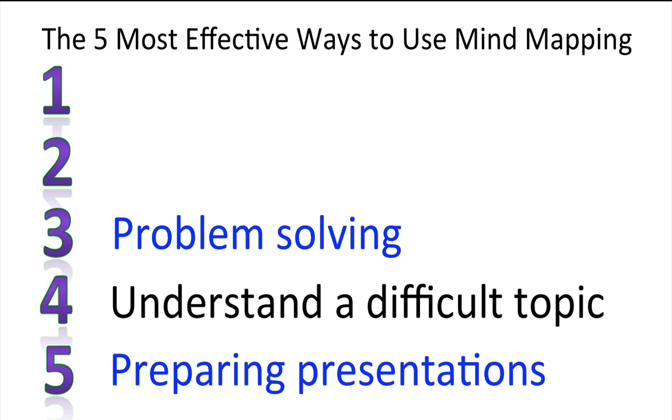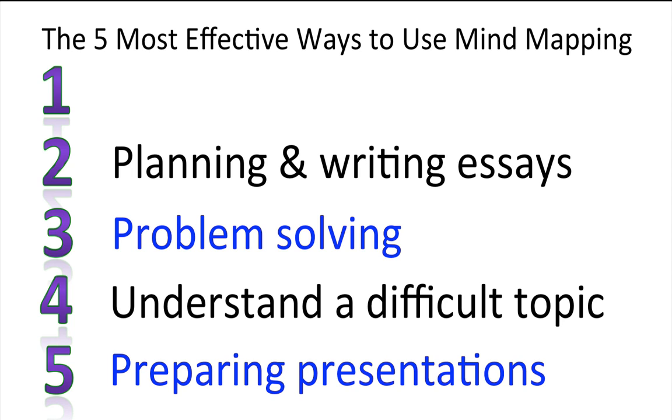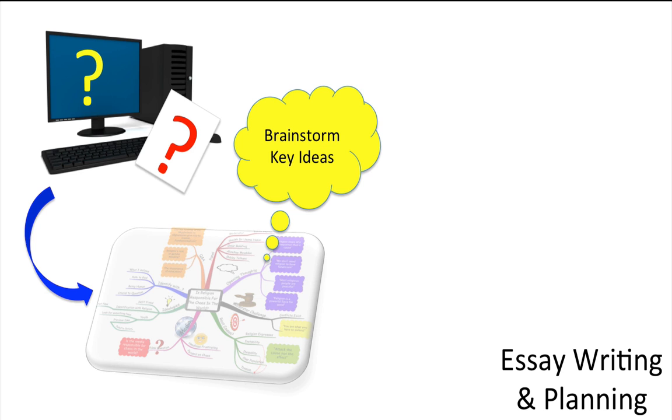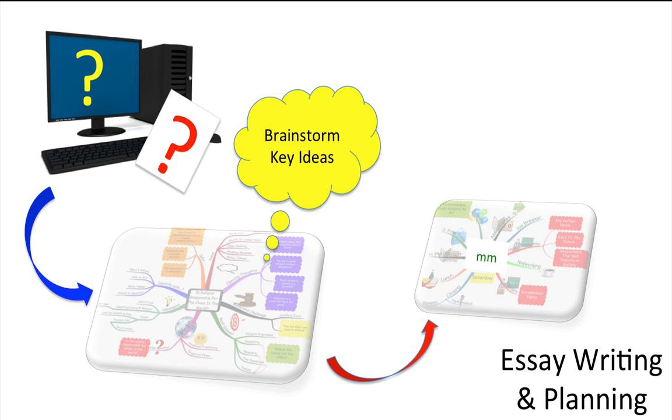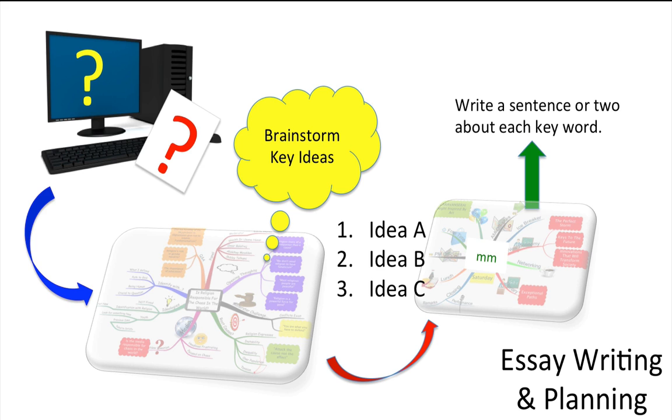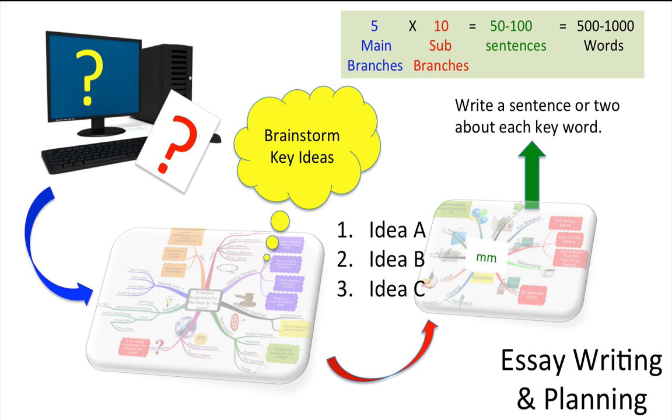Now at number 2, we have using mind mapping to plan your essays. No one likes to write an essay, and staring at a blank screen or a blank piece of paper is something you can avoid if you use mind mapping. Use a mind map to brainstorm all of the key ideas you could write about. Then on a new mind map, organise those ideas into logical headings where a main branch is a heading and its sub-branches are the key ideas for that heading. Before you start writing, simply sequence the order you want the ideas to appear in under each heading by numbering them. Then all you need to do is write a sentence or two about each keyword or idea. 5 main branches with 10 keywords on will give you between 50 and 100 sentences. That's between 500 to 1,000 words.